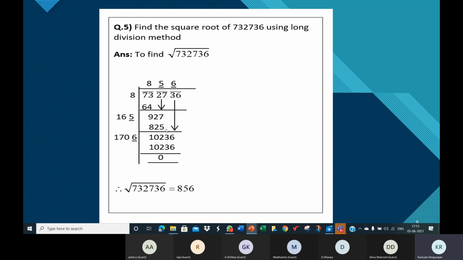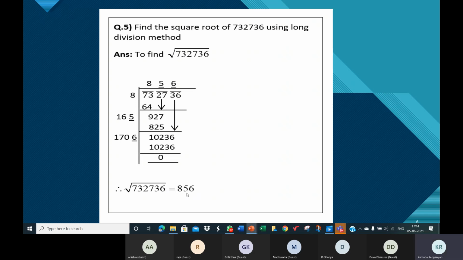So when you place 6 here, you get this number exactly. So 1706, place a 6 here, place the same 6 here. And now the product 1706 into 6 is 10,236. And the remainder is 0. So the square root of 7,32,736 is 856, which means when you multiply 856 with itself, you will get this number as the product.